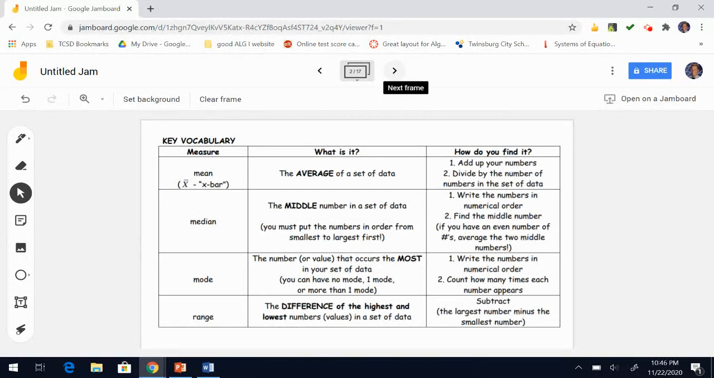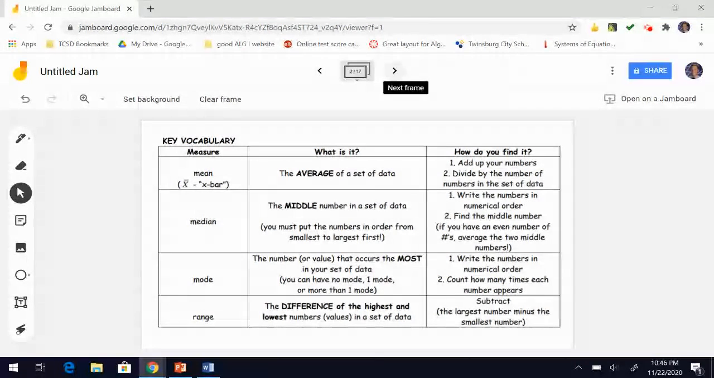And get your overall percentage. Median is the middle number, so you have to make sure that you write them in order, and you find the middle number. If you don't have a middle number, you take the 2 in the middle, add them up, divide by 2. Mode is the most occurring set of data. And then range is the difference between the highest and lowest. So difference, again, means subtraction.